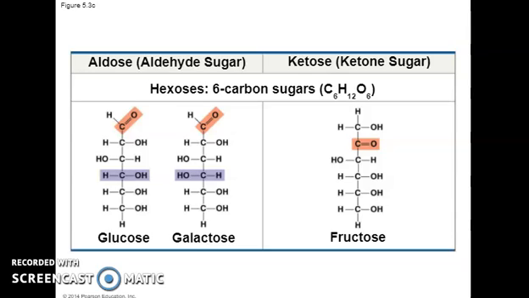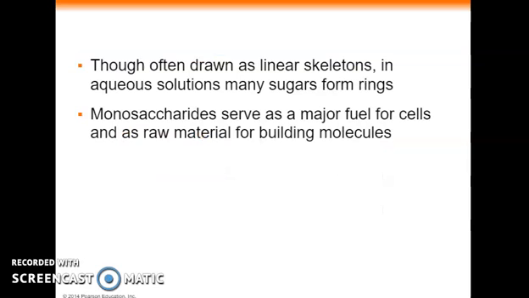Another source of diversity for simple sugars is the spatial arrangement of their parts around asymmetrical carbon atoms. For example, glucose and galactose, both 6-carbon aldoses, differ only in the spatial arrangement of their parts around asymmetrical carbons. Although glucose is often drawn with a linear carbon skeleton, most sugars, including glucose, form rings in aqueous solutions.